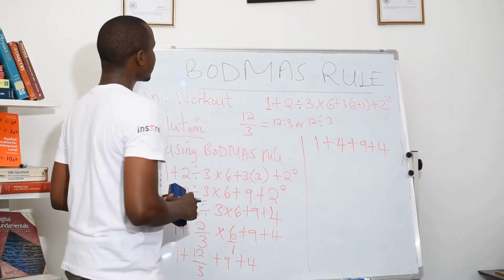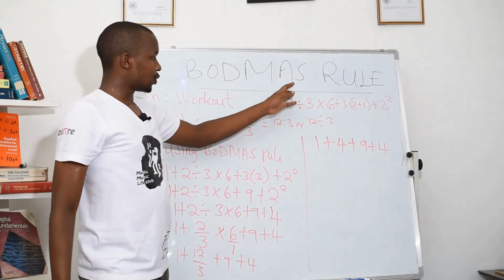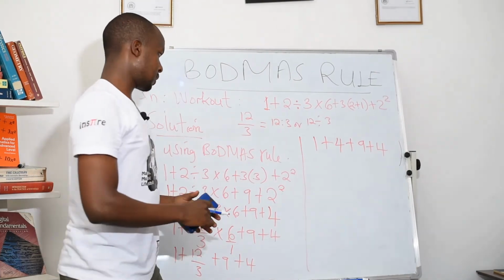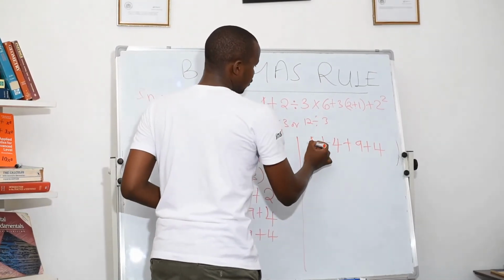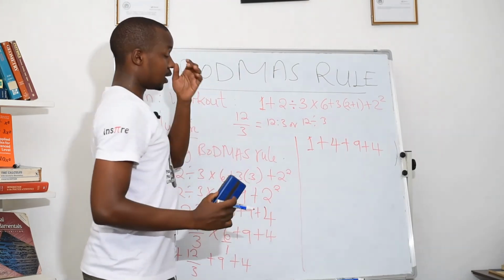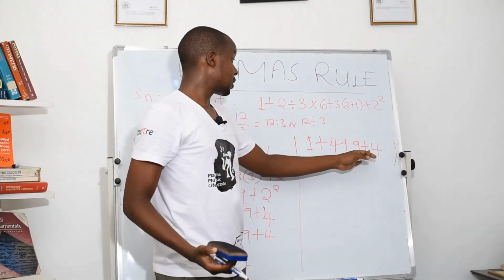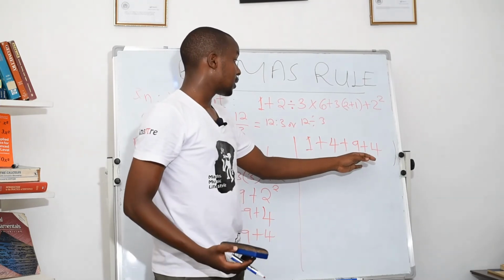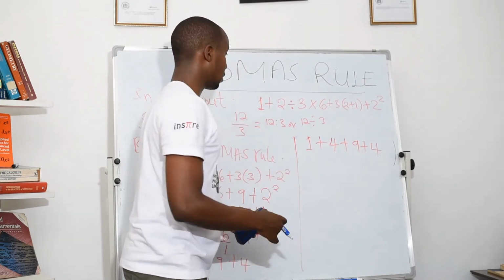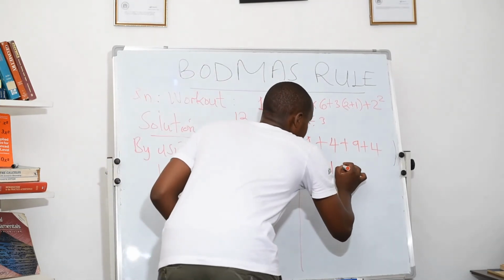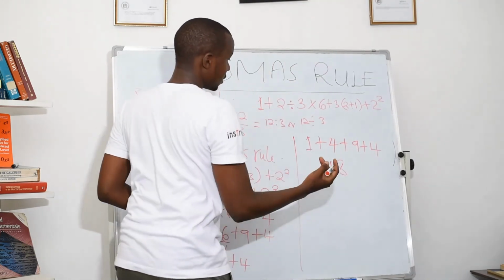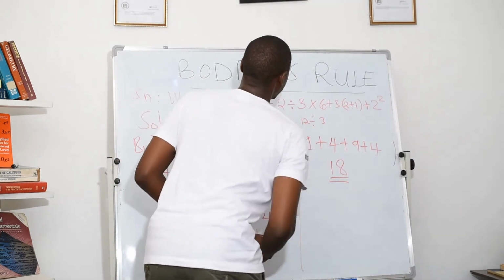So what remains? It remains only addition, so we are just adding the numbers. We say this one now plus 4, we get 5. 5 plus 9, we get 14. 14 now plus 4, we get 18. So that 18 now will be our answer.